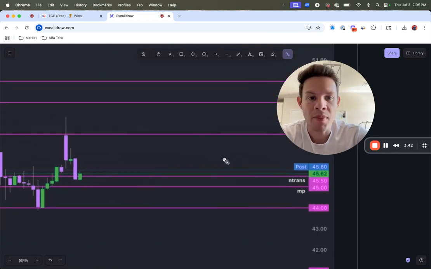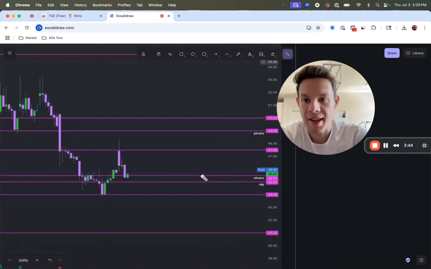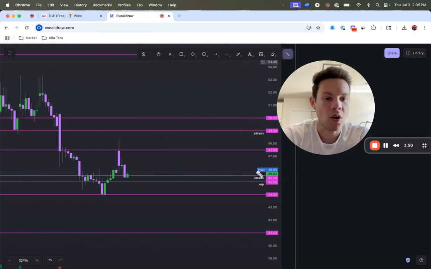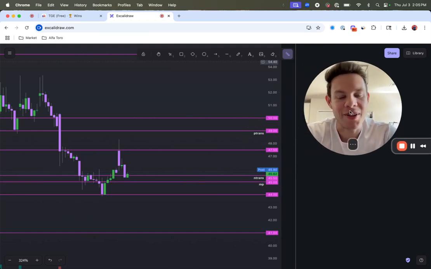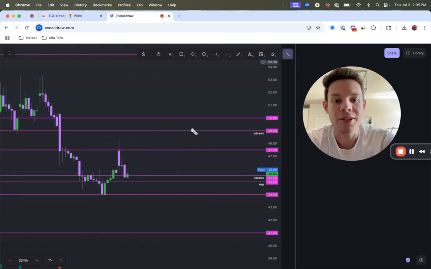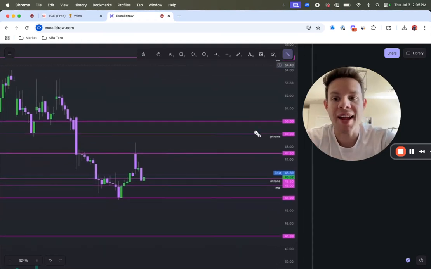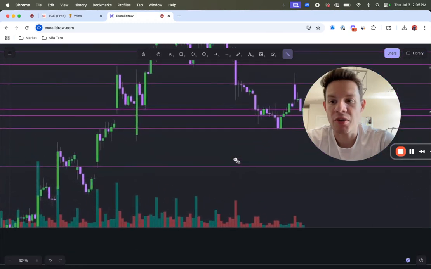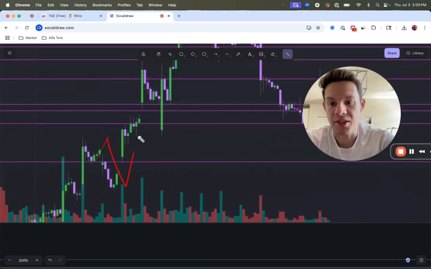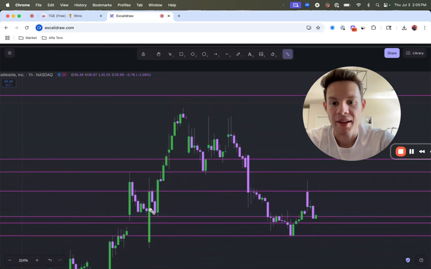At the moment, when we take a look at ASTS, it's in between P-trans and N-trans. That is what we call inside our Telegram group the drunken sailor zone. You don't want to trade in these levels until they tighten up. So what this tells me so far is that ASTS is not ready for me to go long on it yet. But it has been on a very strong bullish momentum, which you can see here. It's just going up and up.